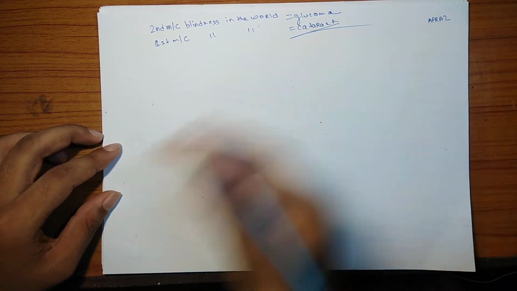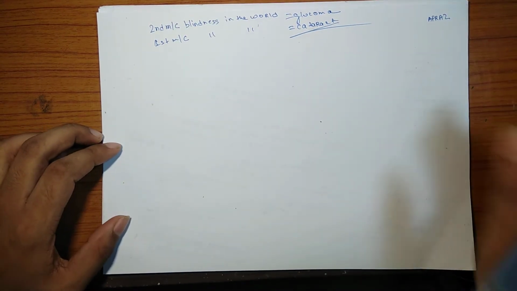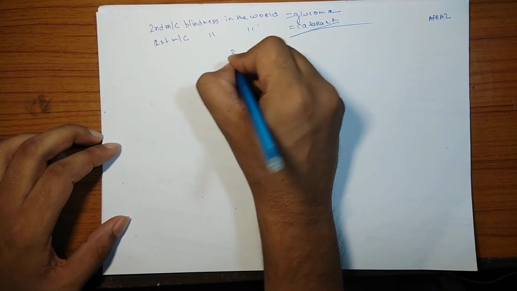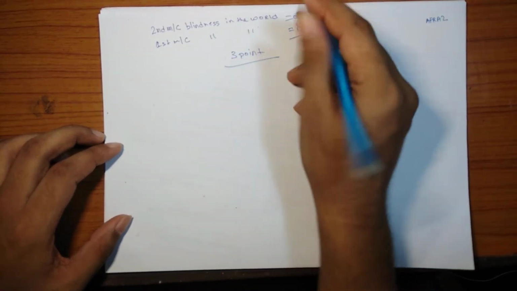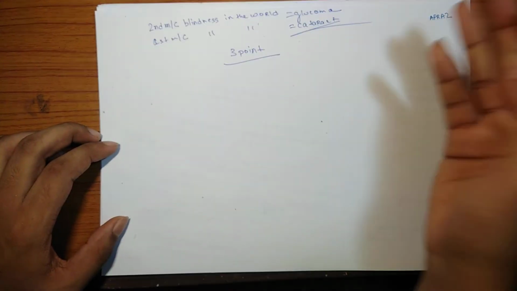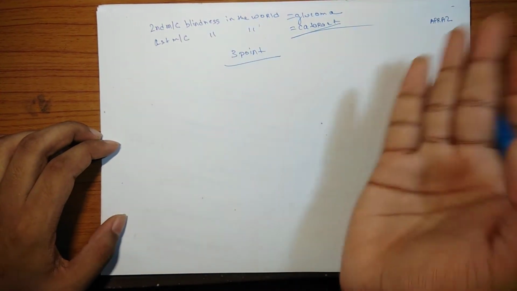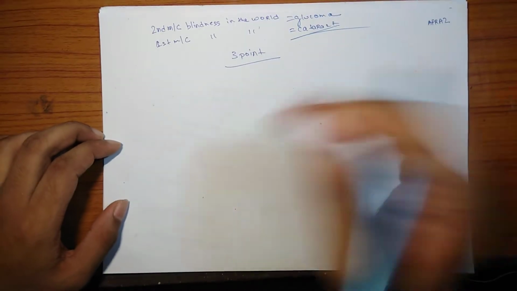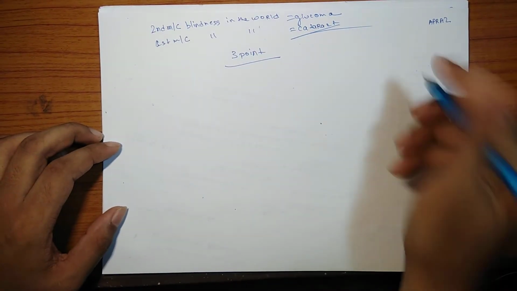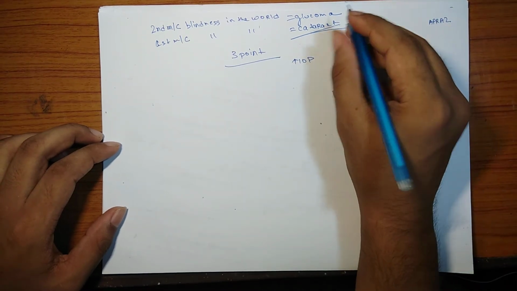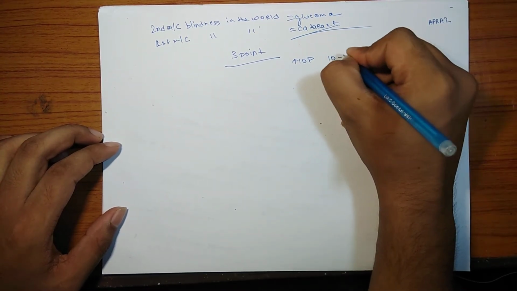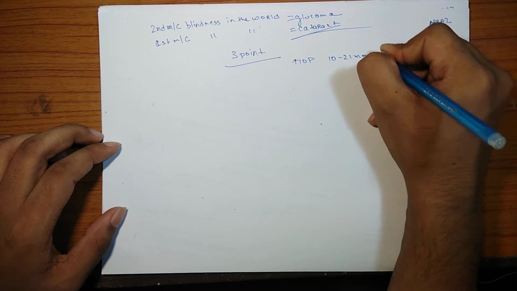Before we start glaucoma, we should know how we diagnose glaucoma. Diagnosis of glaucoma will include 3 points. Out of these 3 points, at least 2 have to be positive, 2 or more. If 2 are present, we say it is glaucoma. If 3 are present, we say it is glaucoma. But if 1 is present, we cannot say it is glaucoma. So first, increased intraocular pressure. The normal intraocular pressure is 10 to 21 mm of Hg.